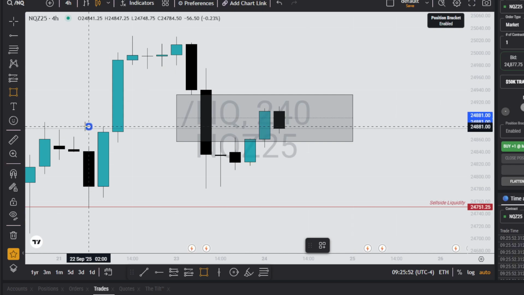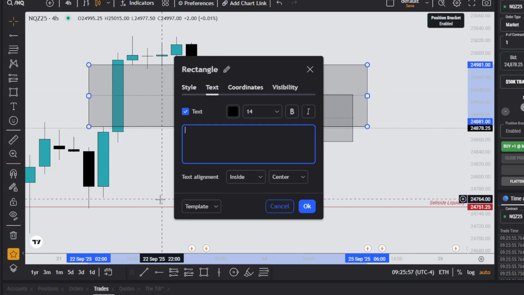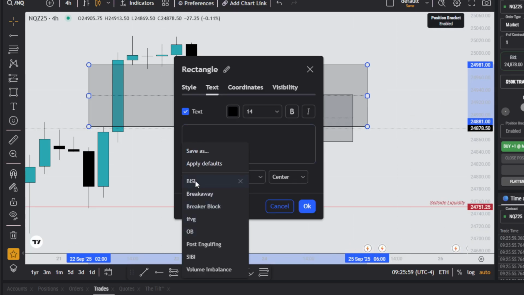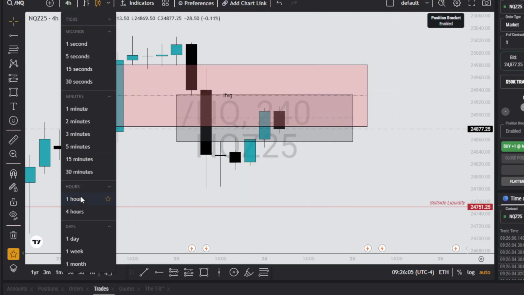Y'all, today we took this play on NQ. I just wanted to show you guys the breakdown. So we was looking at lower pricing because of the daily chart.